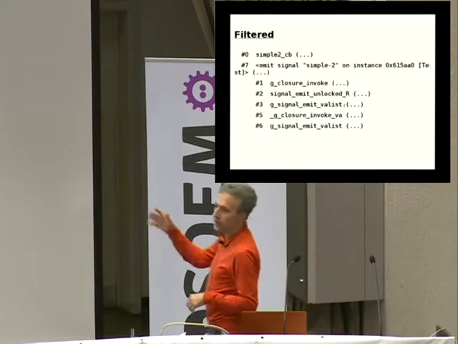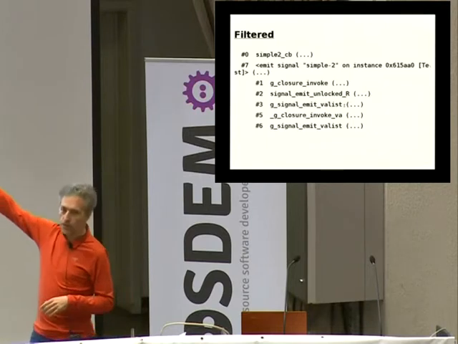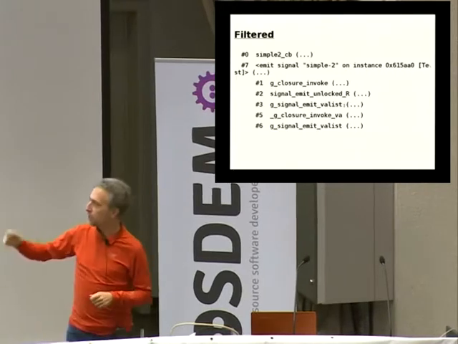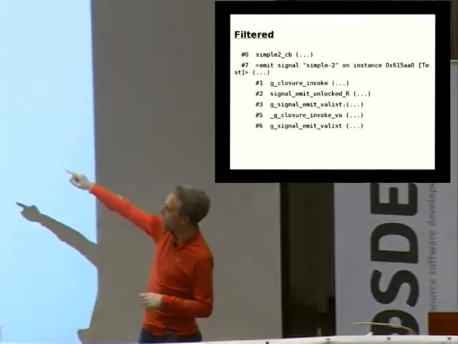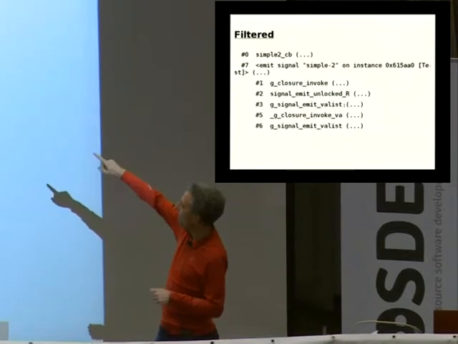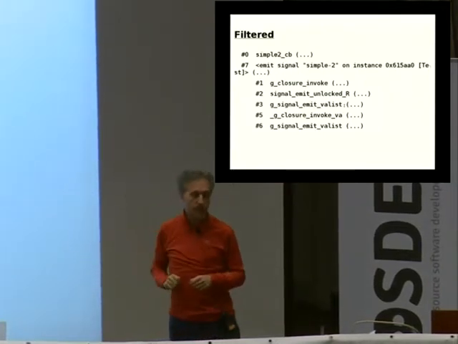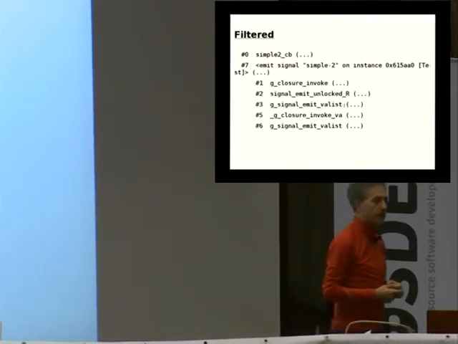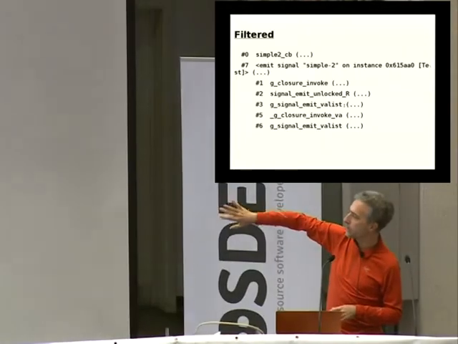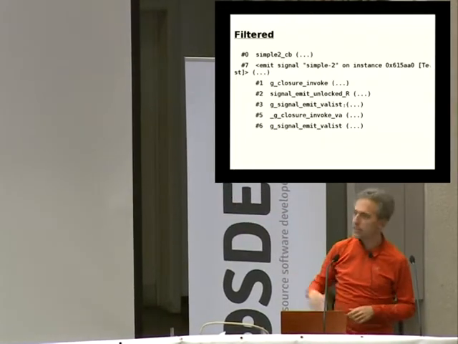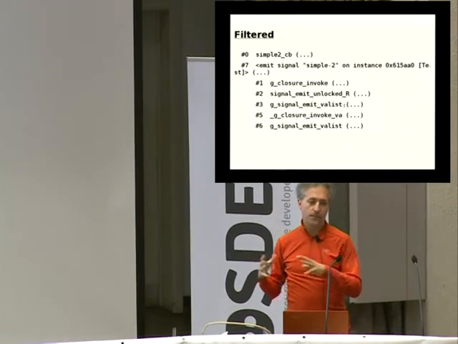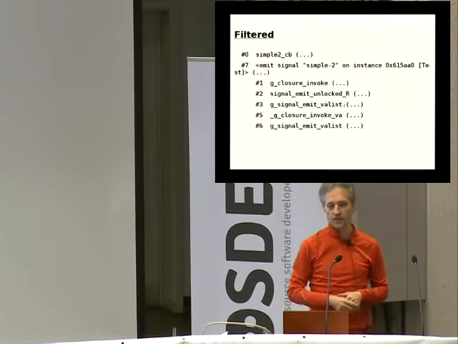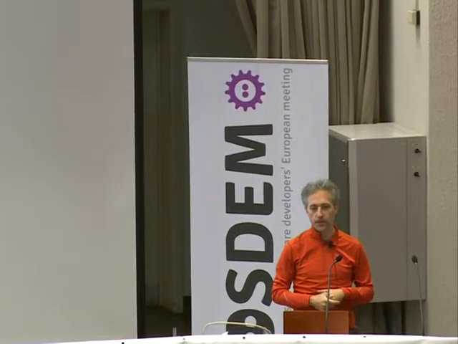So here's what it looks like now. There's frame 0, that's my callback. There's frame 7, and we've changed the name of frame 7. It says emit signal, the name of the signal, the object it's being emitted on, and then in brackets there, I think that's the class name of the particular object. And then you can see the rest of the frames are indented. This says these frames conceptually make up this frame. They're an implementation detail of this thing that you might be more interested in.